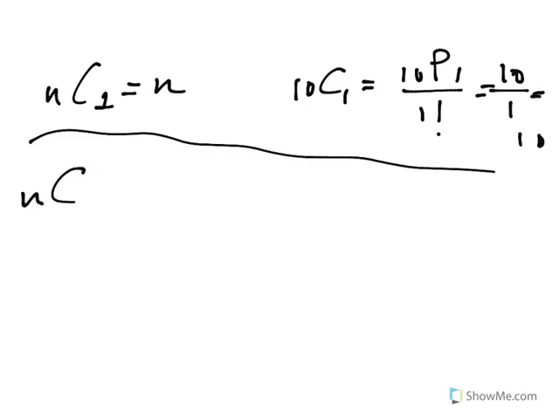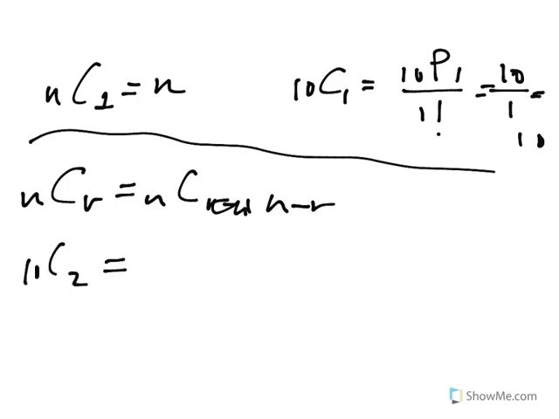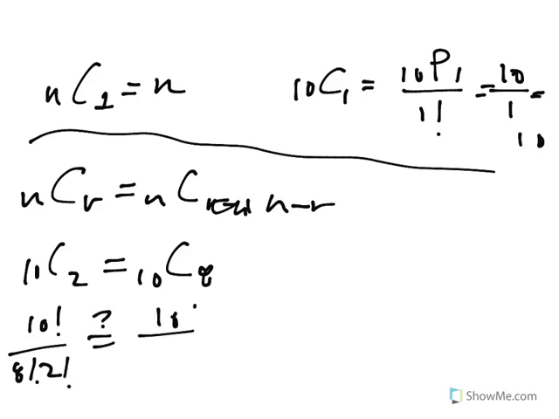And here's one that's not as obvious. NCR is always equal to NC(N minus R). In other words, 10C2 should be equal to 10C8. A good way to see why that is, is to run them both through the formula, and one would turn into that, and the other one turns into 2, 8. In other words, these two things are the same, so they are equal to each other.